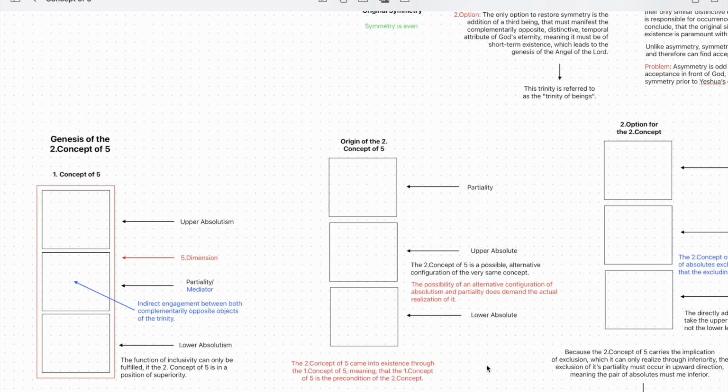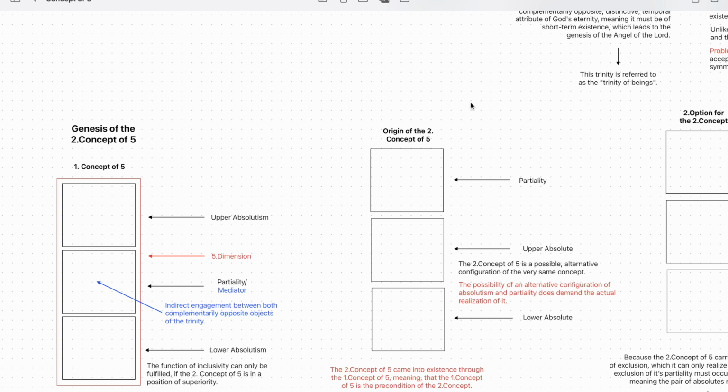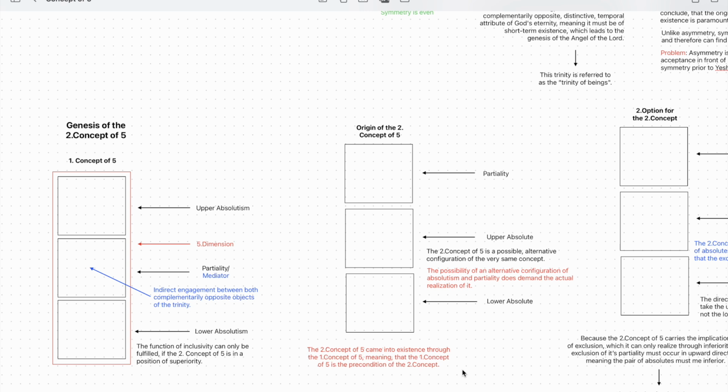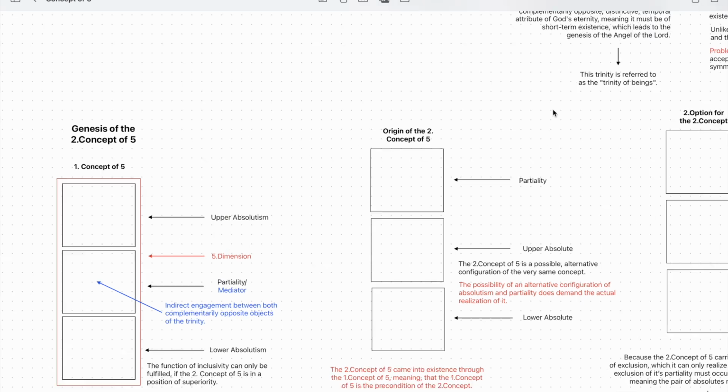This, in and of itself, does not explain, though, why there's the need for the genesis of a second concept of five. If you look at the second concept of five, you realize that the second concept of five is an alternative configuration of absolutism and partiality. It is not just an alternative configuration of partiality and absolutism. It is the only possible alternative configuration of absolutism and partiality, meaning the second concept of five is nothing but an alternative possible configuration of the very same concept that we have discussed already.